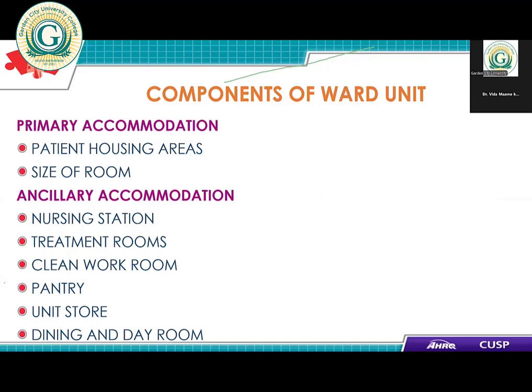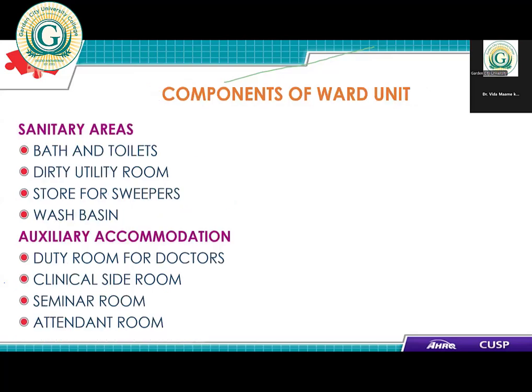So this is the summary of all the things that I have said about patient housing area, size of room. You can consider size of room, ancillary. These are the words that also provide indirect support treatment. Okay, then the sanitary. So this is the summary of what I have said.